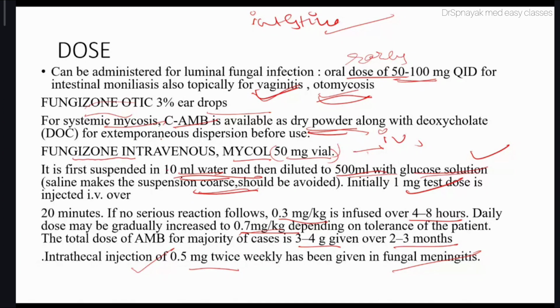How it is prepared: the dry powder is mixed with 10 ml of water and diluted with 500 ml glucose solution, not with normal saline, which makes the suspension coarse. Before starting, we should test the patient for hypersensitivity, and 1 mg is given. We wait for 10 minutes. If there is no serious reaction, we can infuse it at a dose of 0.3 mg per kg. If it is well tolerated, slowly we increase the dose to 0.7 mg per kg, depending upon tolerance. In the intrathecal injection, 0.5 mg twice weekly is given for fungal meningitis.